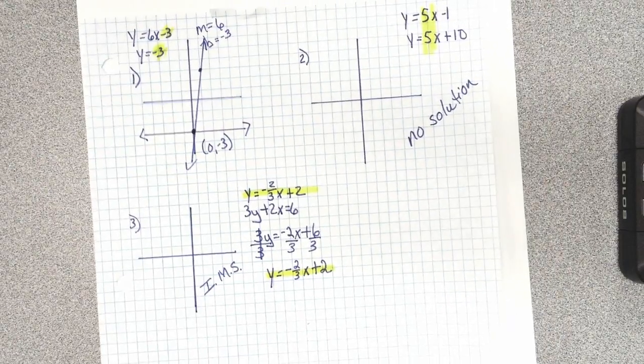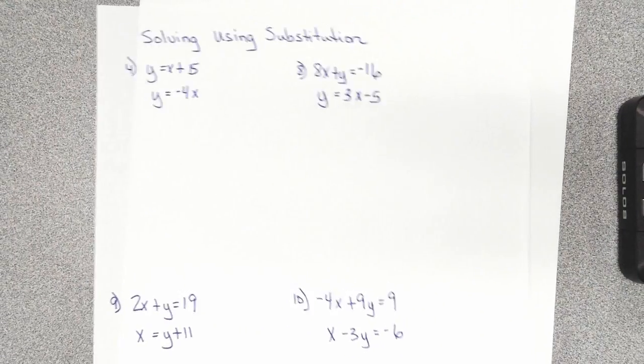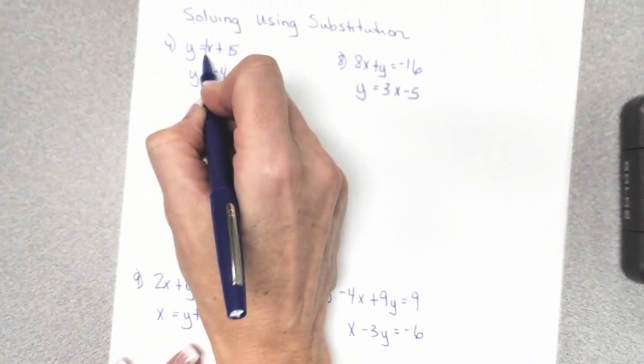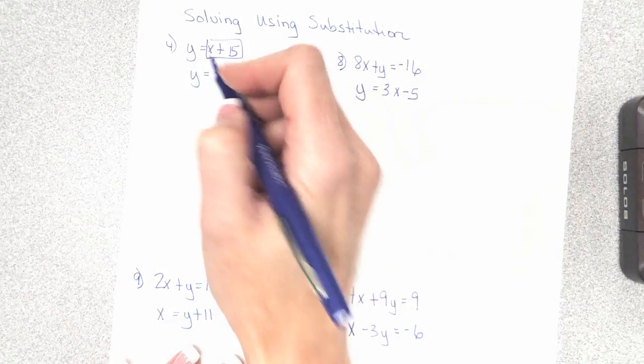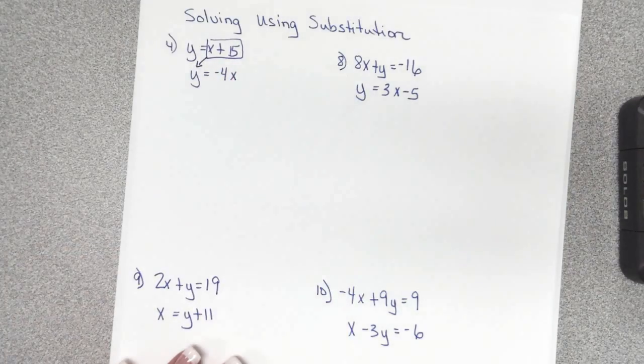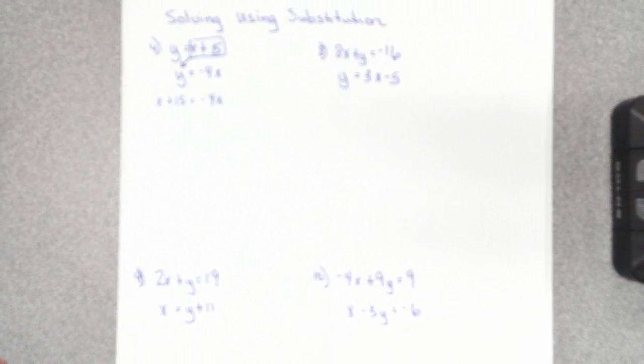The next section was solving using substitution. I started out pretty basic for you. This says that y equals x plus 15. So plug it in the y spot. So I'm going to have x plus 15 equals negative 4x. Now we just have a multi-step equation. So get your variables on one side, your numbers on the other.